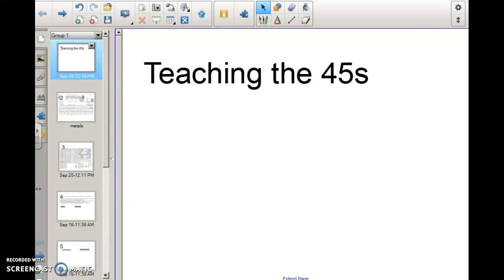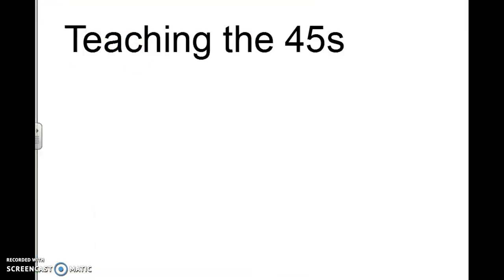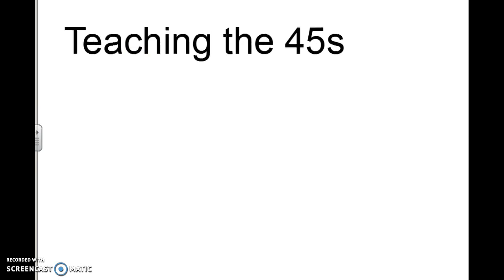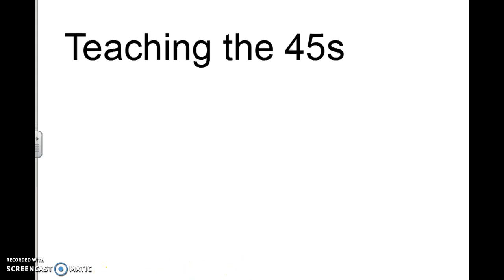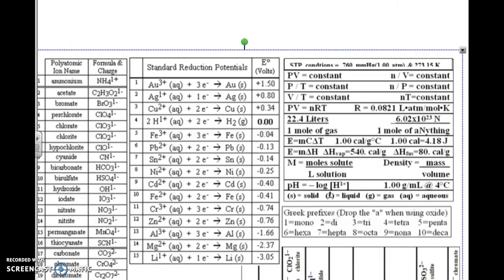Hello, today folks, we're going to be teaching you how to do the 45s, which is naming two different kinds of compounds. You're going to need your periodic table handy as we're going through today. We're going to be using both sides of that periodic table. The front side we'll come back to in a little bit. The back side is where we're going to be using new stuff.